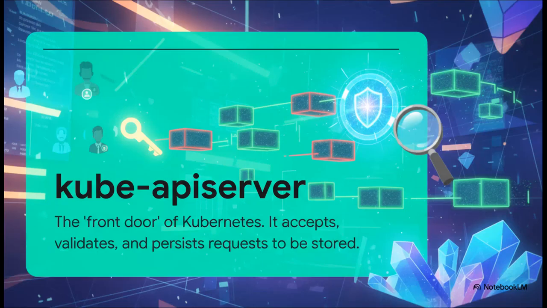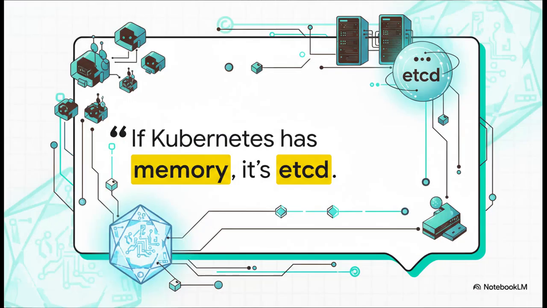First up, the Kube API server. You can think of this as the one and only front door to the entire cluster. It's the bouncer, the receptionist, all in one. It checks your credentials, it validates that your YAML isn't broken, and if everything looks good, it accepts your request and passes it along to be stored. Nothing gets into the cluster without going through this front door. This quote just perfectly captures what the next component is all about.